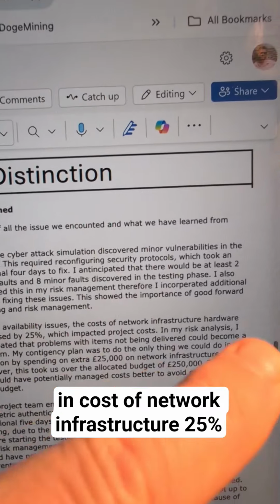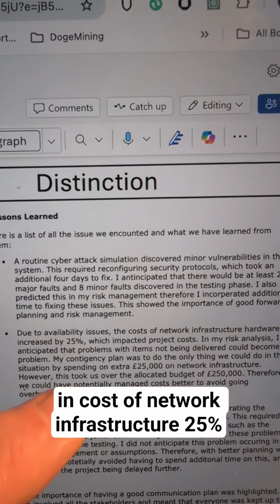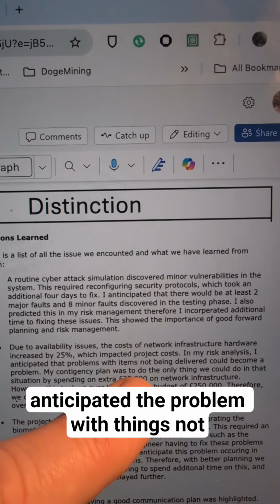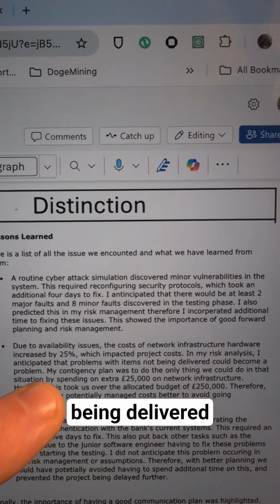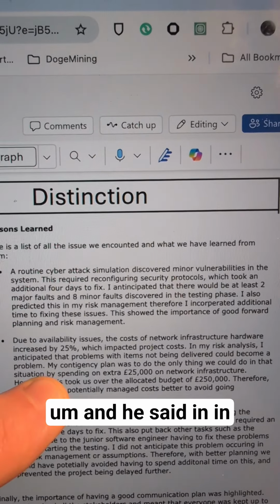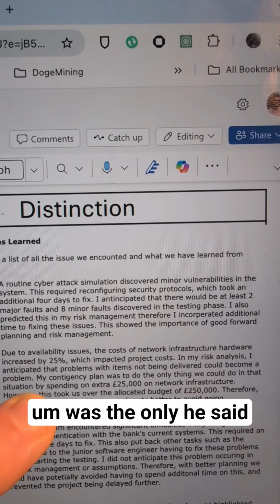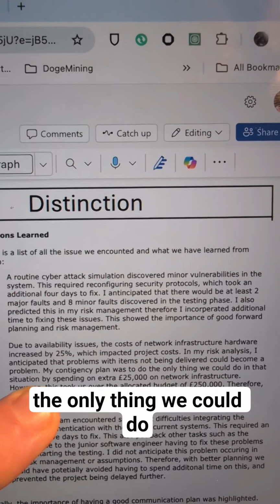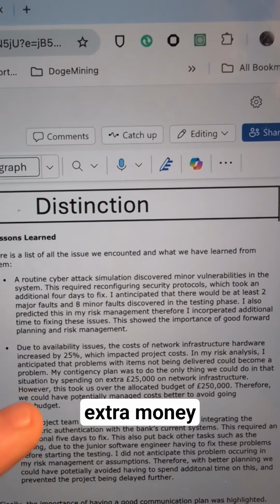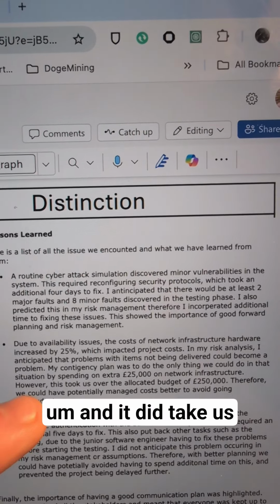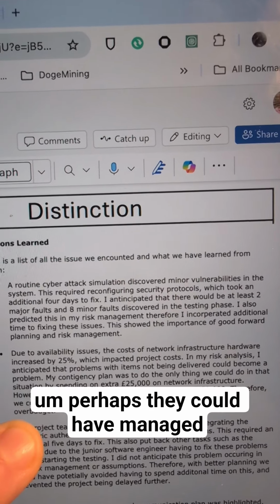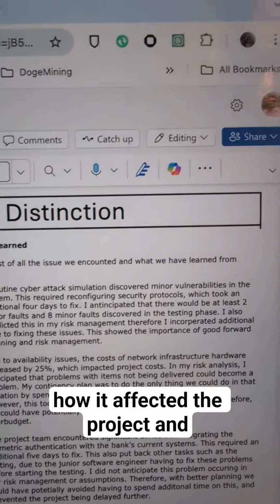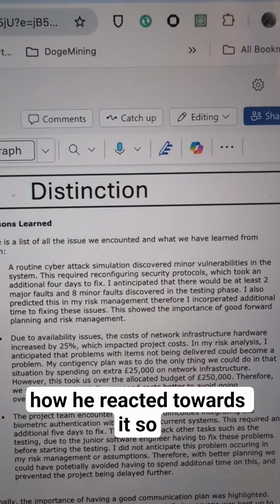The increase in cost of network infrastructure, 25%. It impacted the project costs, but he did say that he anticipated a problem with things not being delivered. And he said in his contingency plan, my contingency plan was to do the only thing we could do in that situation by spending that extra money. And it did take us over the budget. Perhaps they could have managed the cost better. So he said how it affected the project and how he reacted towards it.